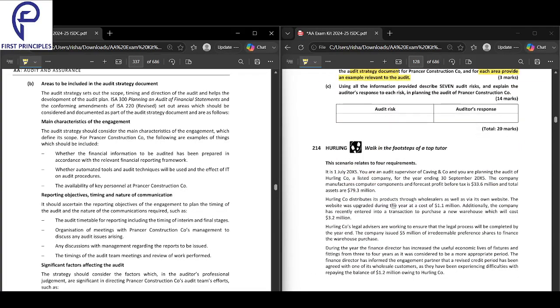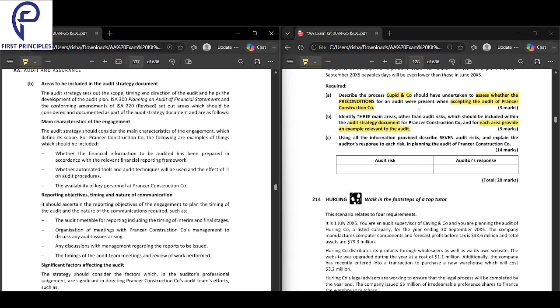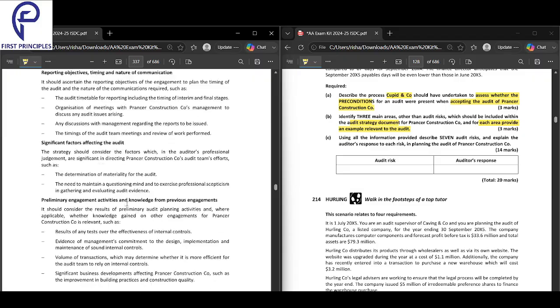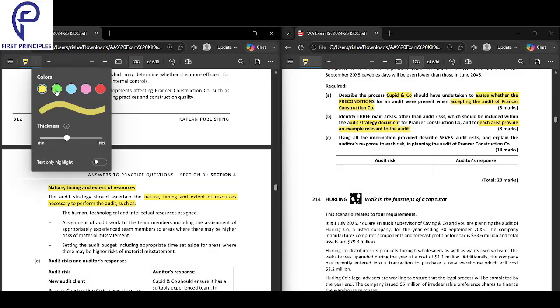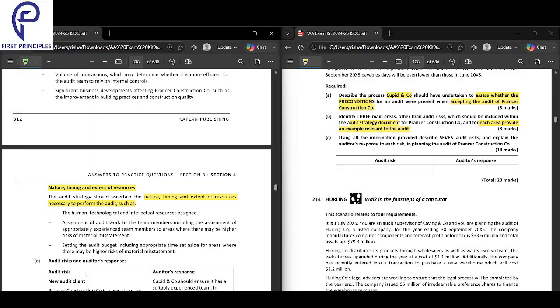Next, the second question we'll look into is: what are the three main areas, other than audit risk, that should be included within the strategy? The easy one is nature, timing, and extent of resources. The audit strategy should ascertain the nature, timing, and extent of resources necessary to perform the audit.